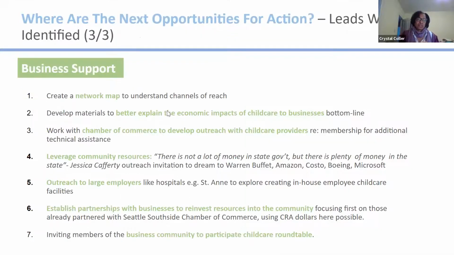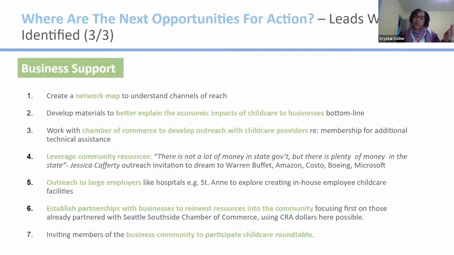Okay, so for business support, these are some of the opportunities. It was to create a network map to understand the different channels and opportunities that existed, and that one was actually started during this process. You want to be able to have this conversation with business. So why is this important to them? Why should it matter to them?